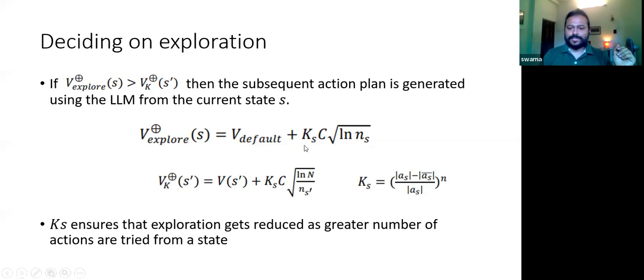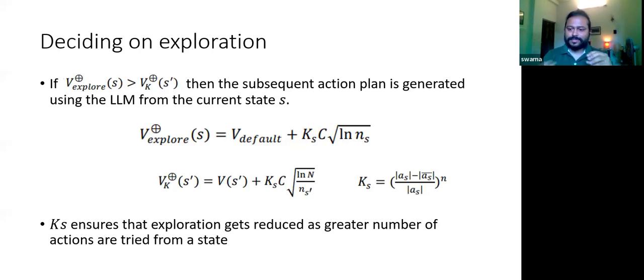And Ks is basically a factor, and C is a constant, and this is log of the number of visits of that specific state. Now Ks is basically this metric: As minus As bar by As to the power n. As is the number of actions possible from that specific state. Let's say you are in a specific state and there are 1,000 actions possible. So As will be 1,000.